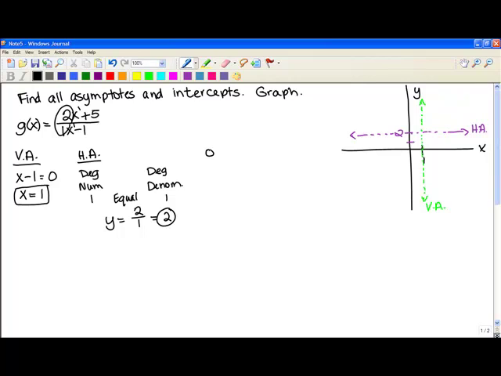Next, we'll find the oblique asymptote. An oblique asymptote occurs when the degree of the numerator is 1 more than the degree of the denominator. Well, in our function here, the degrees are the same, so we do not have an oblique asymptote.